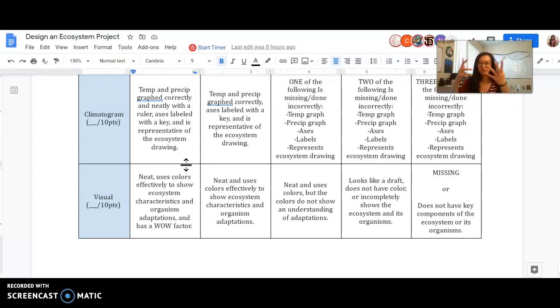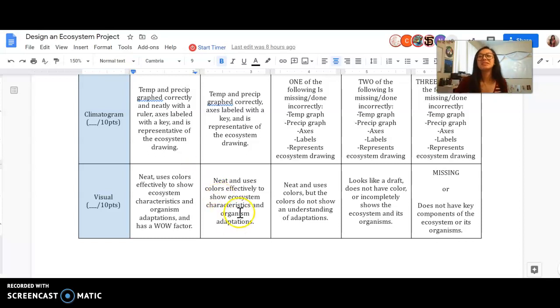So if your climatogram shows a lot of precipitation and yet your ecosystem looks super dry and does not look like it receives a lot of precipitation, then that might be points off as well. Cool. And then finally, the last thing is just looking at the visual itself. I'm going to be looking to see if it's neat, if it uses colors that show the ecosystem and also show the adaptations for particular organisms. And then again, what you're aiming for is some sort of wow factor, however that may be.